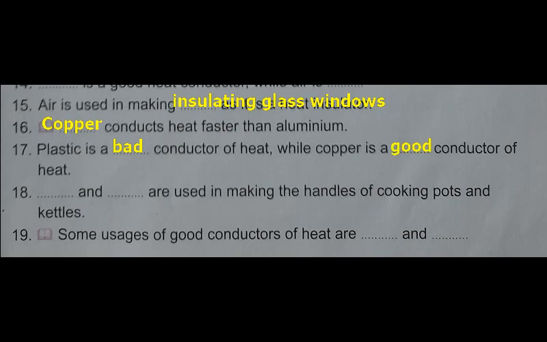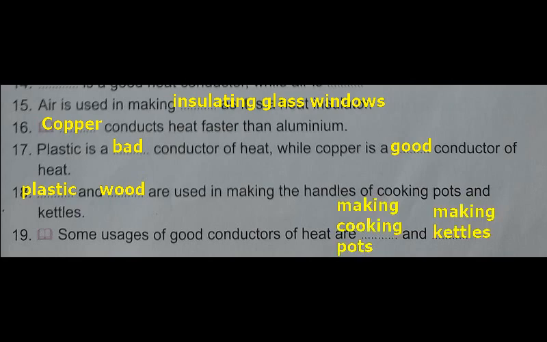Number 18. Two things that are used in making the handles of cooking pots and kettles: plastic and wood. Number 19. Some usages of good conductors of heat are making cooking pots and making kettles.